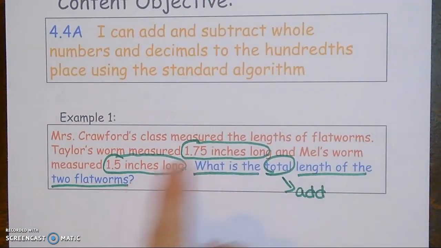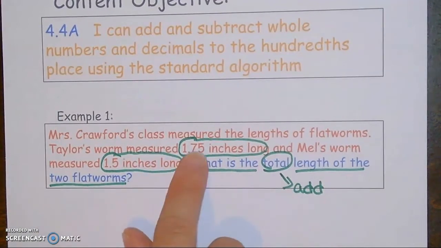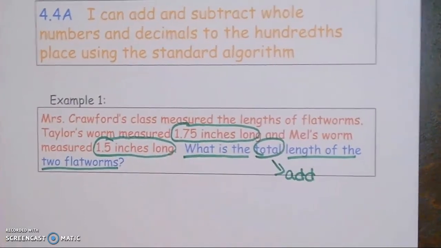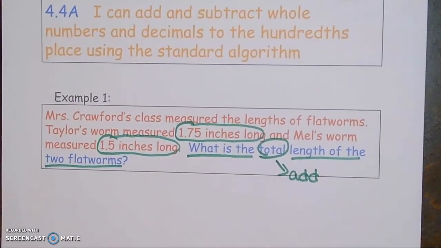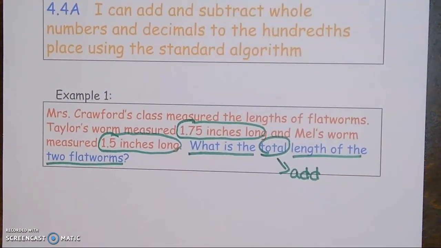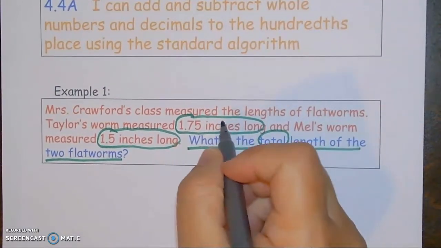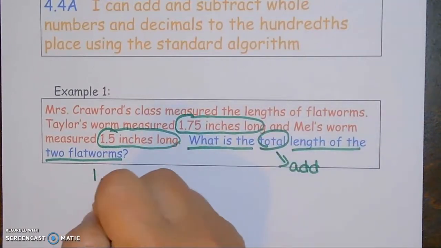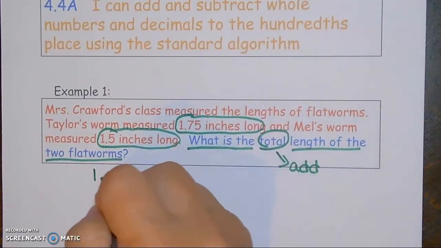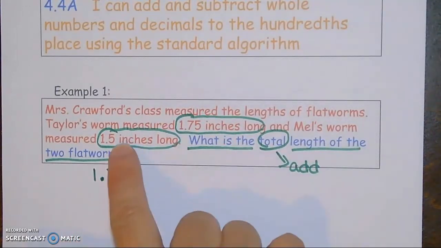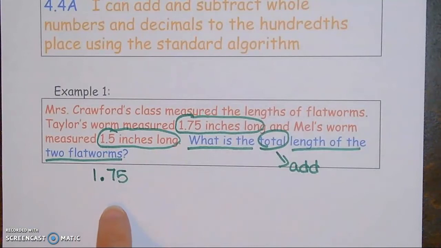All right, so now let's look at our information here. You'll notice that both of these numbers have whole numbers and decimals. So remember from the beginning of the year, when we did this before in class, one thing I stressed all the time, and we said it over and over, was to always line up your decimals. So the easiest thing to do is to take your first number and write it. So I'm going to write 1.75.